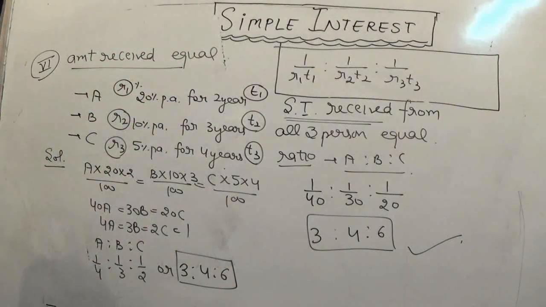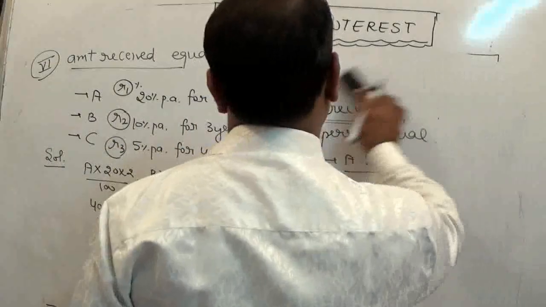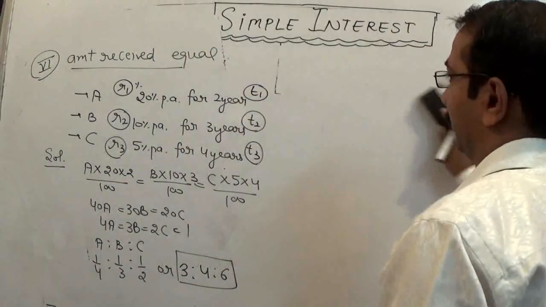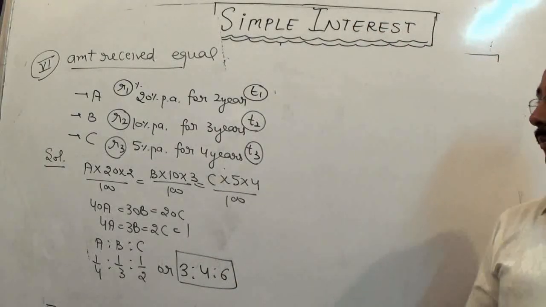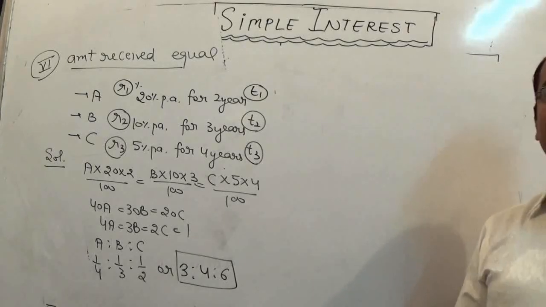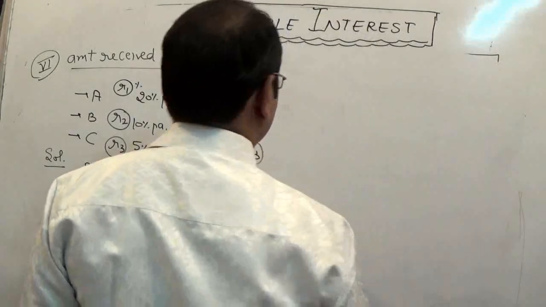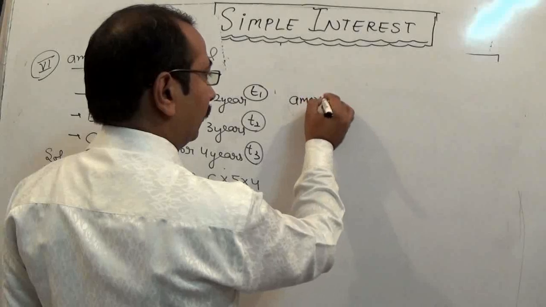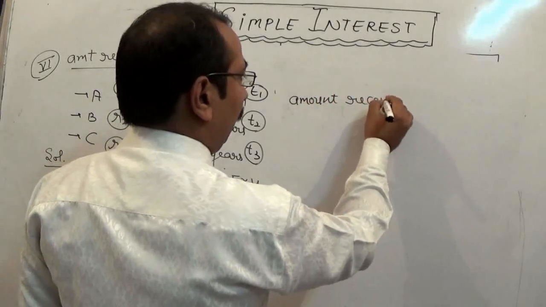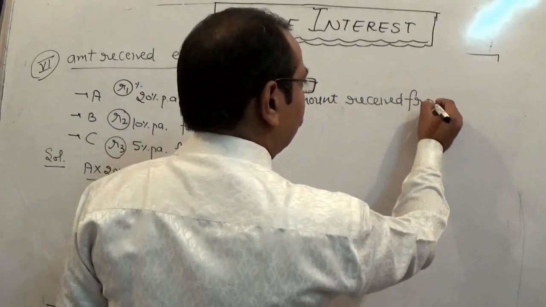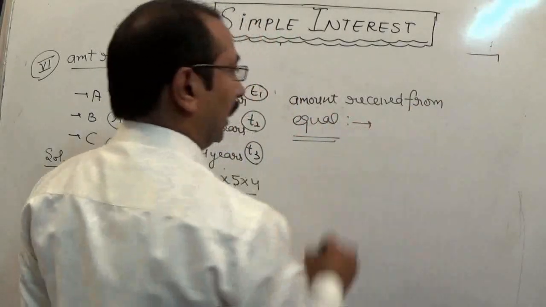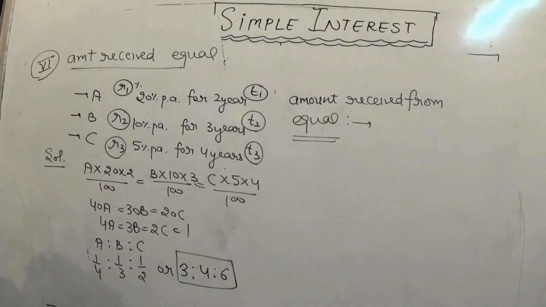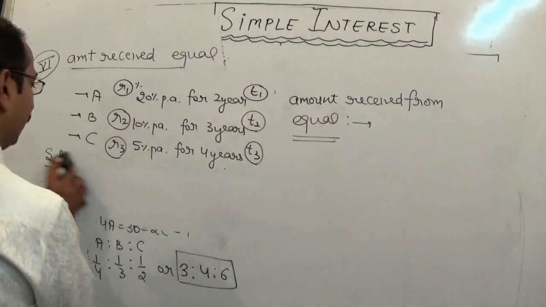It is given that A, B, C are three persons. A person had given money to these three persons, to A at 20% for 2 years, to B at 10% for 3 years, to C at 5% for 4 years. It is given that at the end of the given time period, amount received from these persons is equal. We have to find in what ratio he had given sum to A, B and C.